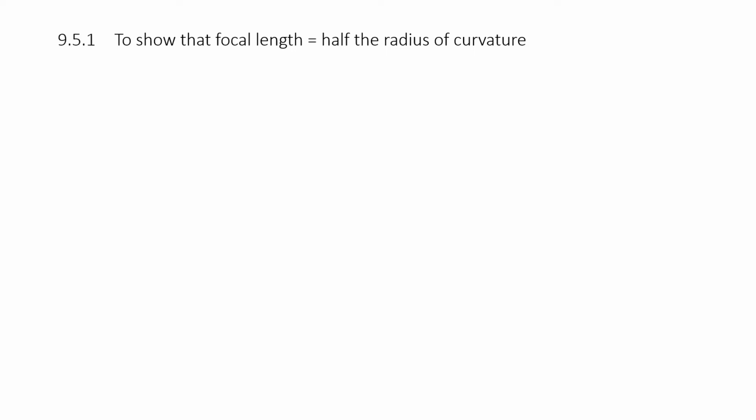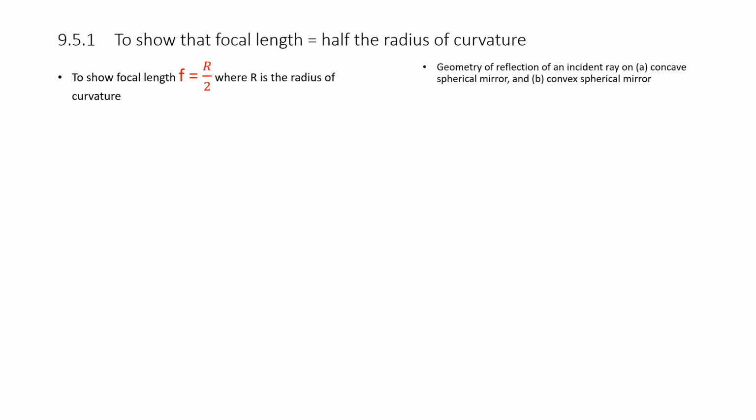Now we will show that the focal length is equal to half of the radius. We have seen PC is equal to the radius and PF is the focal length. Hence, we have to say the focal length is equal to half of the radius of curvature. We have to prove that. To show focal length f is equal to R by 2, where R is the radius of curvature, let us see the geometry of the concave and convex mirrors.